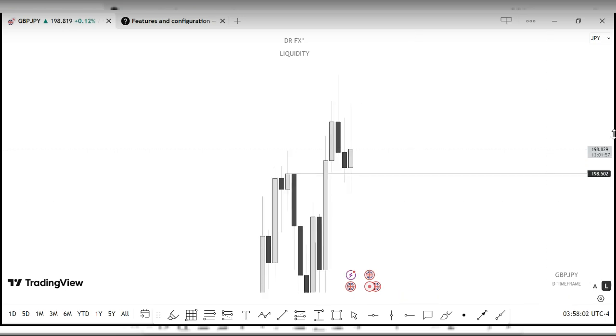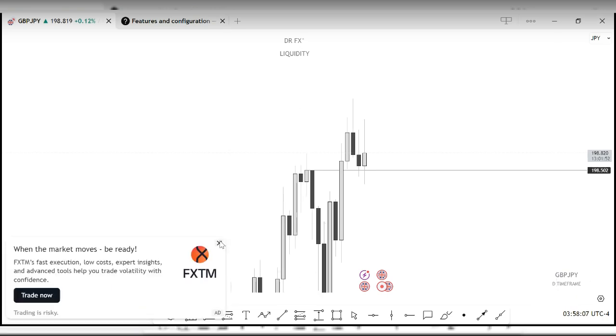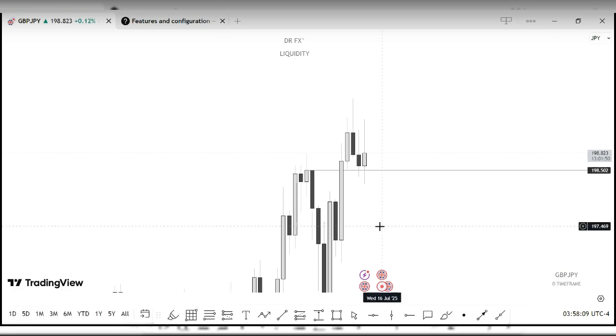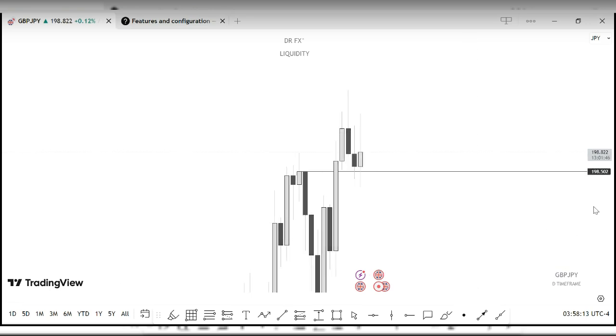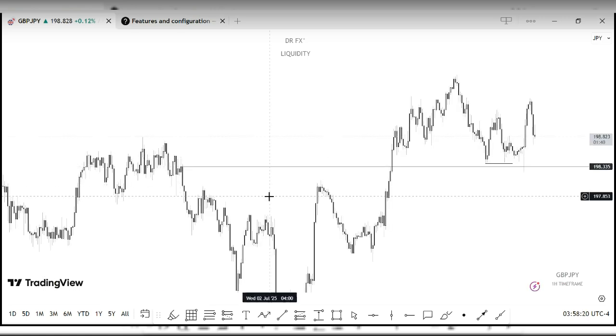Now, this is how I analyzed GBP JPY yesterday night, but I still did not place the trade. You can see I'm just changing it to show you guys something. This was where the execution was supposed to come from. It is coming from this place. I'll show you. And this is a breaker block.